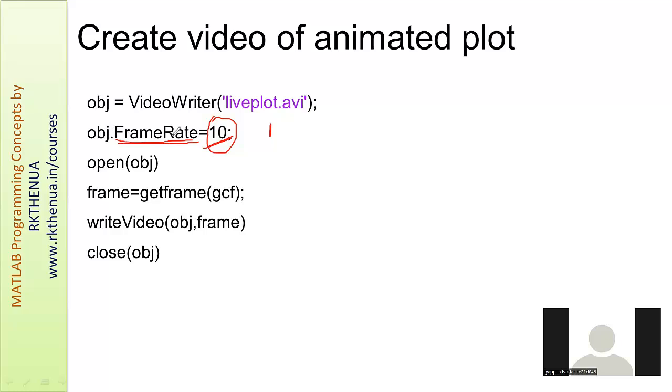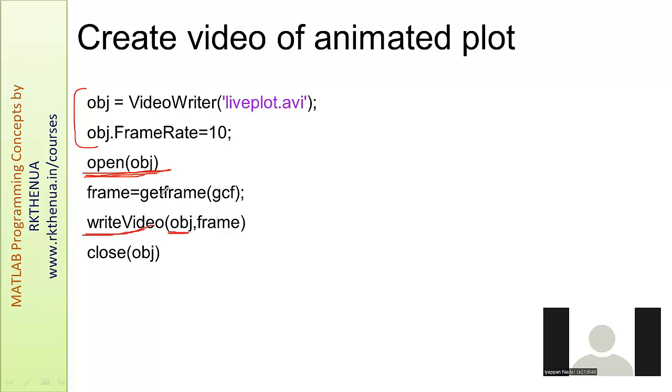So objective dot frame rate. That means I am just modifying the frame rate of this object. Okay, obviously we have to create this. After that, you have to open the object. Whenever you want to generate some video, you have to open this object. Once you open this object, now you can write video by using this object.